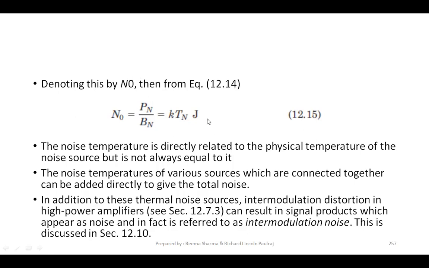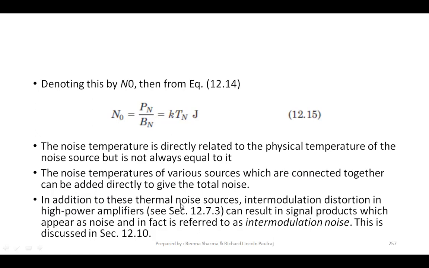We get the equation Pn, the noise power, equals N naught times the noise bandwidth, that is k times Tn times Bn, where k is the Boltzmann constant and Tn is the noise temperature. The noise temperature is directly related to the physical temperature of the noise source, but is not always equal to it. The noise temperatures of various sources which are connected together can be added directly to give the total noise.